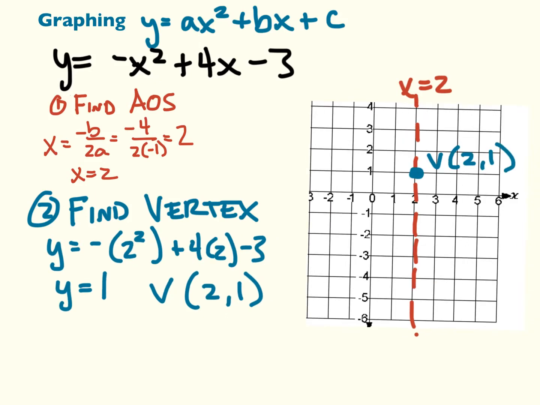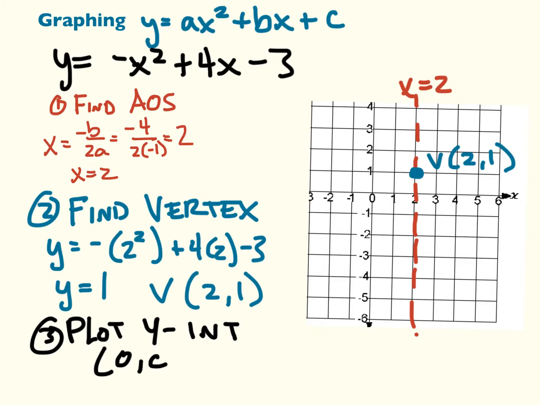All right, now, since we had a shift to the right, this is really nice, because now I can just plot the y-intercept. And where's our y-intercept? It's at 0, c, right? So my y-intercept is going to be at 0, negative 3. And because this is an axis of symmetry, I can just reflect this point over the axis of symmetry to right here.